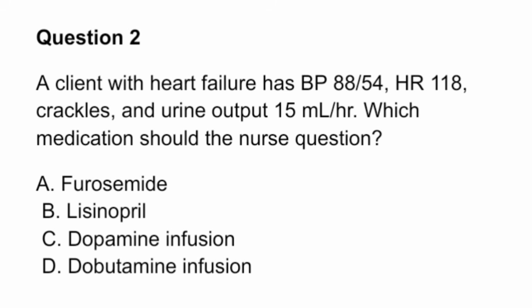Question 2. A client with heart failure has BP 88/54, heart rate 118, crackles, and urine output 15 ml per hour. Which medication should the nurse question? A. Furosemide. B. Lisinopril. C. Dopamine infusion. D. Dobutamine infusion.